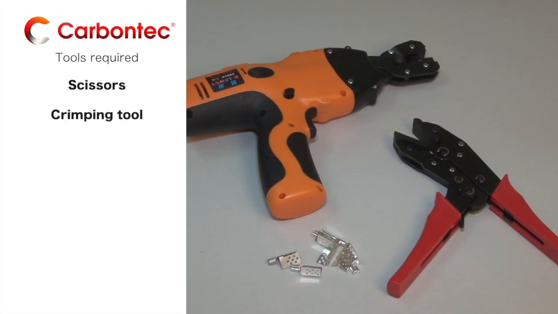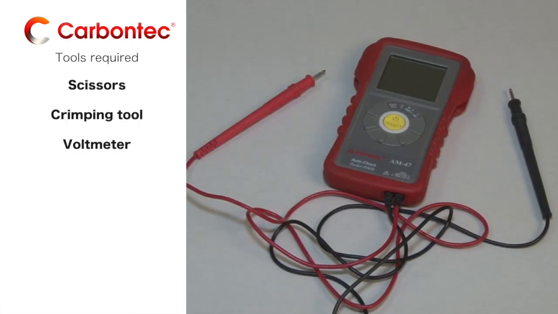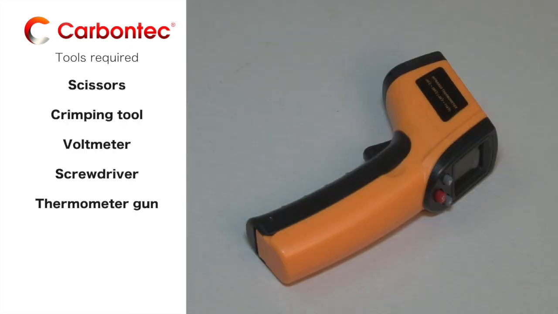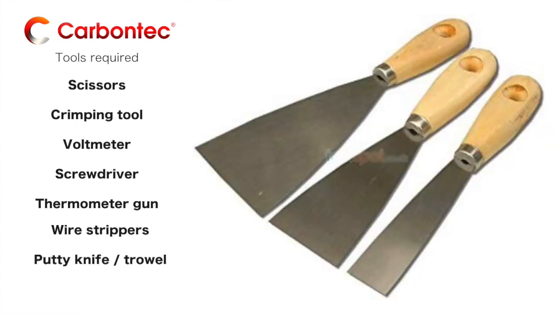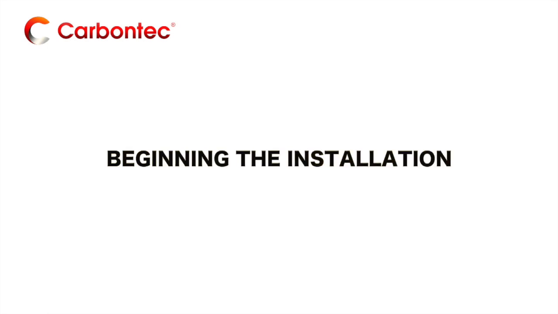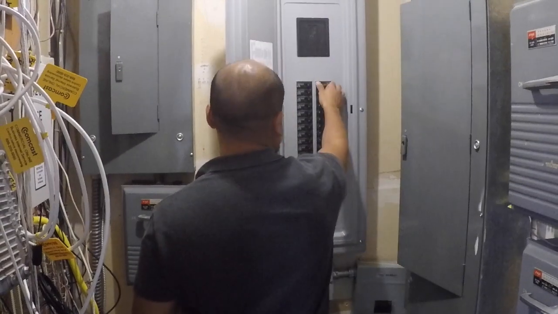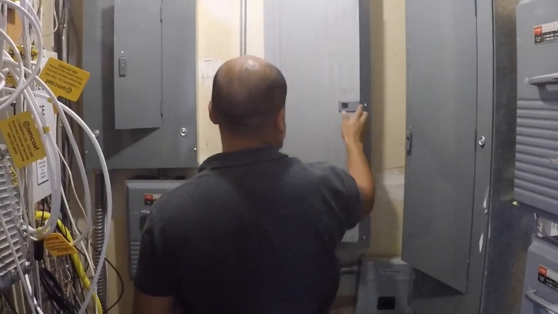Tools required for installation are scissors, crimping tool, voltmeter, screwdriver, thermometer gun, wire strippers, putty knife or trowel, wall stud finder. Now that you have properly planned and have the necessary items for installation, let's begin. Before any work can be started, disconnect the relevant building circuit breakers.